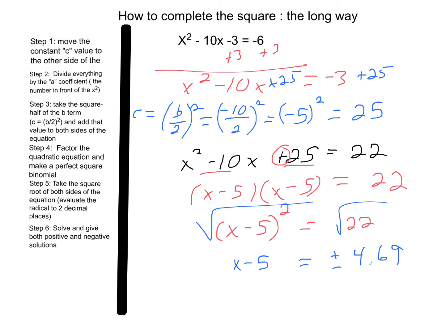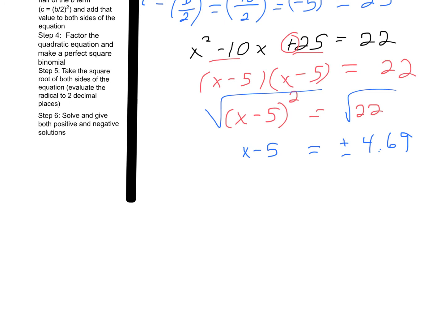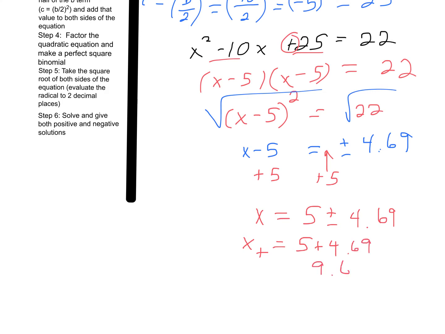Okay. So now let me give myself some room here. Okay, now we're in the step of solving. So I'm going to add the 5. So x equals 5 plus or minus 4.69. So now our x positive solution says we do 5 plus 4.69. So when I add that together, I get 9.69.